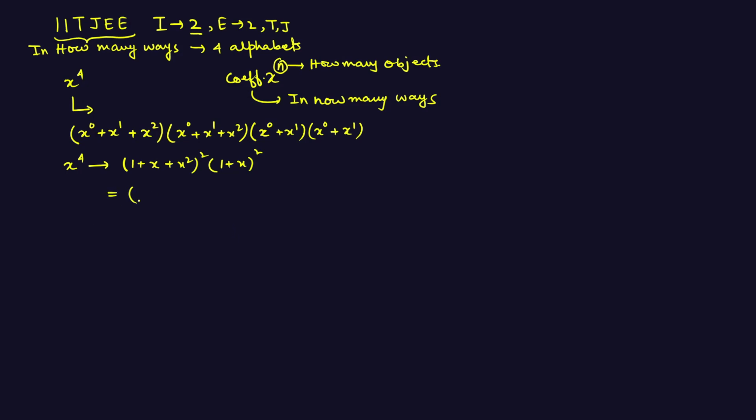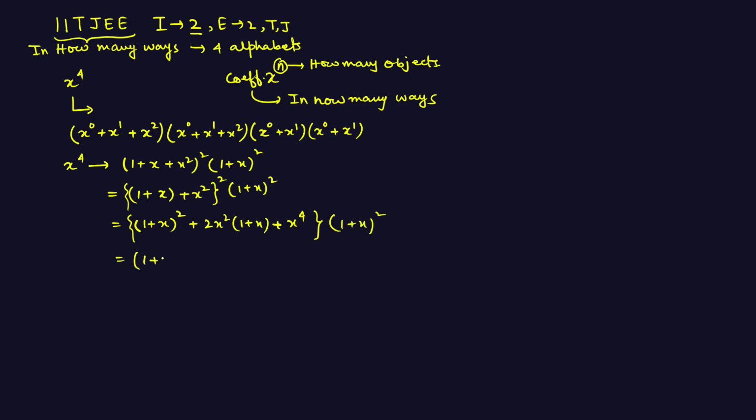In this case, what I will do, I will simply write this as (1 plus x square) whole square into (1 plus x) whole square. So if I break this one by using (a plus b) whole square, we are having 1 plus 2x square plus x to the power 4, into (1 plus x) whole square. So if I multiply, we are getting (1 plus x) whole square plus 2x square (1 plus x) whole square plus x to the power 4 (1 plus x) whole square.